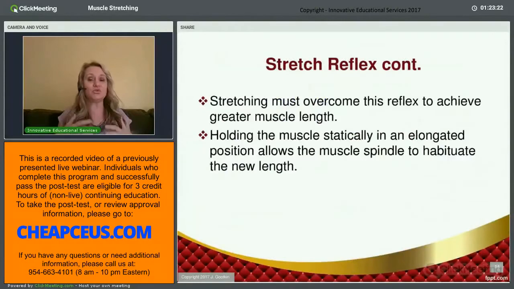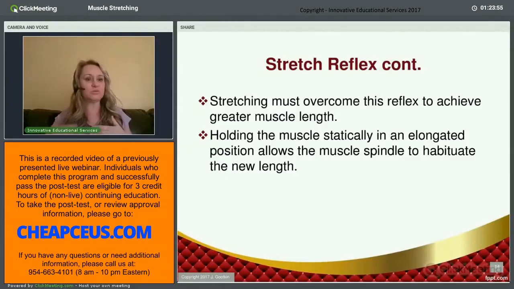What happens is when a muscle shortens down because of pathology or disuse, whatever the reason, that muscle spindle now thinks that the shortened length is the new resting length. So anytime we try to stretch beyond that, you could potentially trigger that muscle spindle, and it's going to say, no, you can't go there, contract it back down. As we try to gain muscle length, we need to overcome this reflex activity so that we can truly make gains.